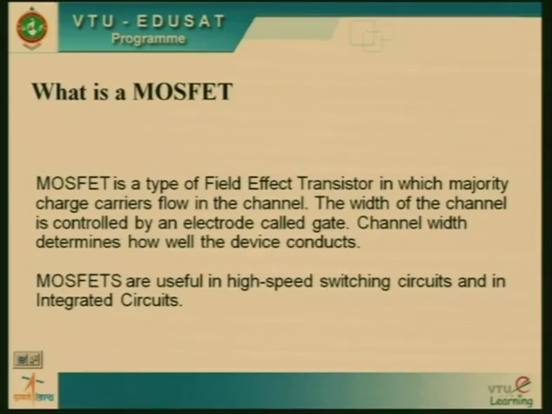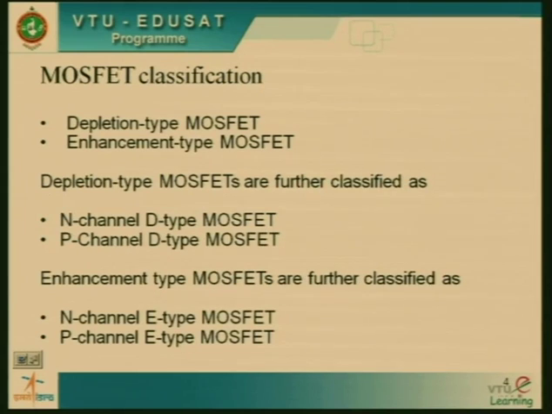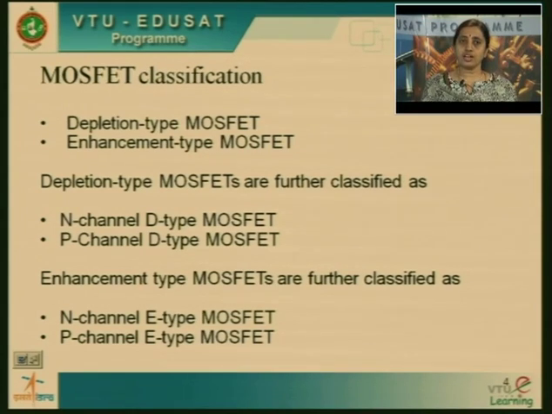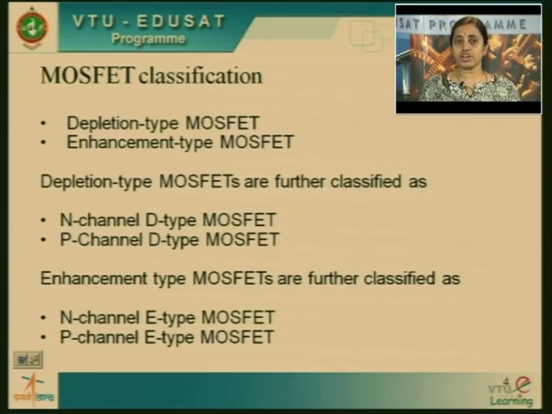Now, let us look up what are the classification of MOSFET. MOSFETs are classified into two types. The first type is called depletion mode MOSFET. The second type is called enhancement mode MOSFET. The depletion type devices can be further categorized into N-channel depletion mode MOSFET and P-channel depletion mode MOSFET. On the other hand, enhancement mode MOSFETs are further classified into N-channel enhancement type MOSFET and P-channel enhancement type MOSFET.